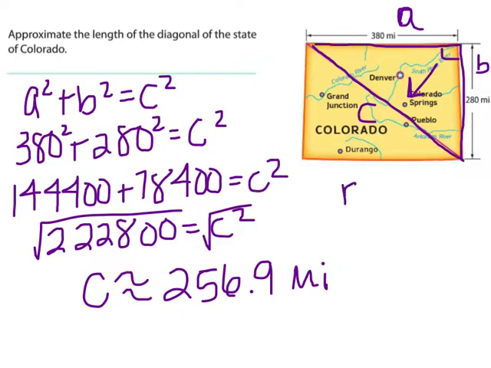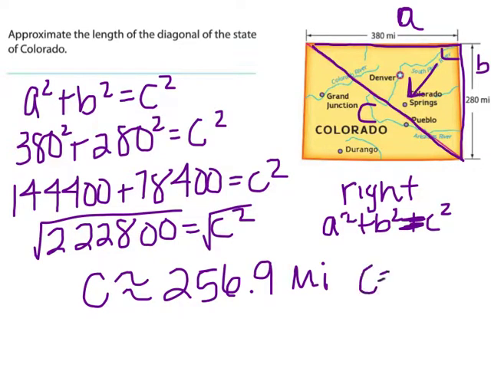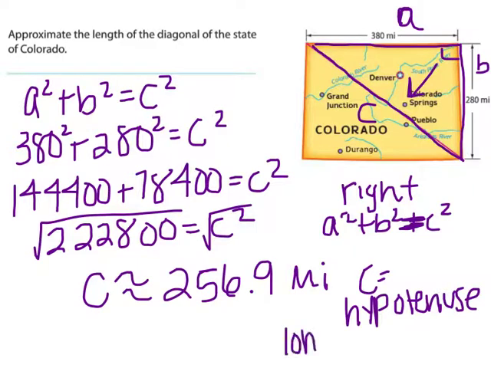So Pythagorean theorem, remember, it's a right triangle. So right triangle. It's A squared plus B squared equals C squared. Okay, and C is your hypotenuse. Okay, it's always the longest and across from the right angle.